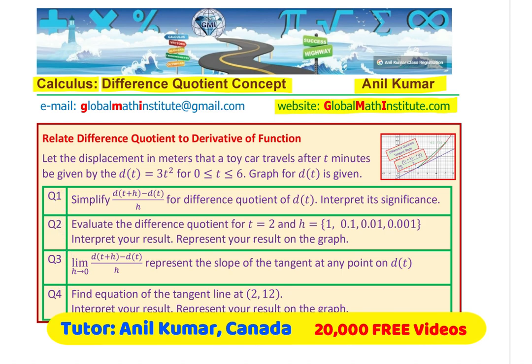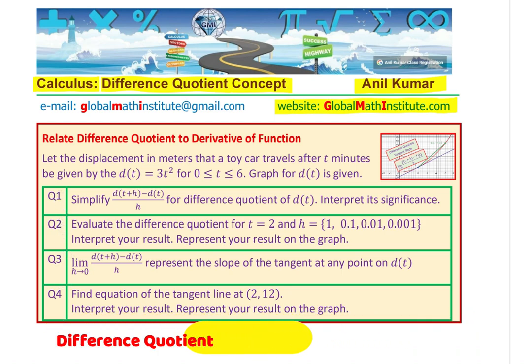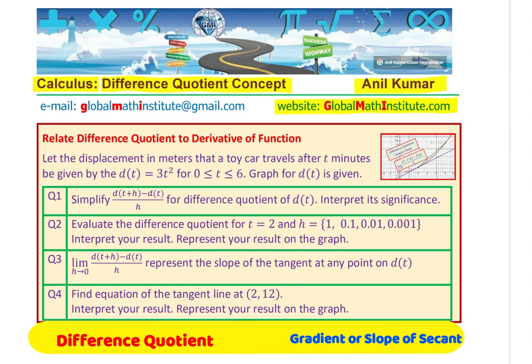Questions, 4 of them, related to this equation are: Question 1, simplify d of t plus h minus d of t over h, the difference quotient of d of t. Interpret its significance. We did a similar question earlier where we related the difference quotient with gradient, right? So this is an extension where we are going to relate this to derivatives.